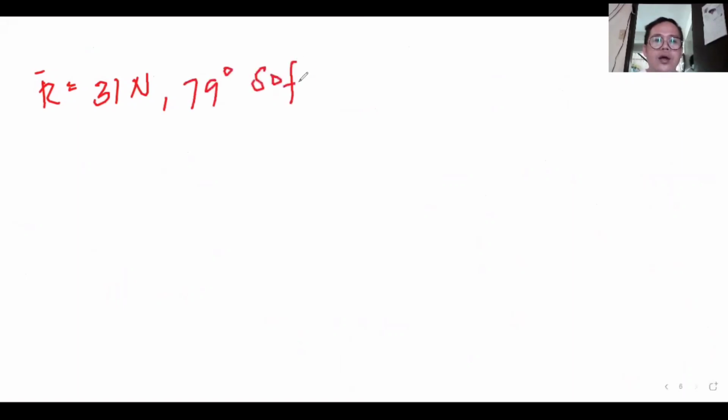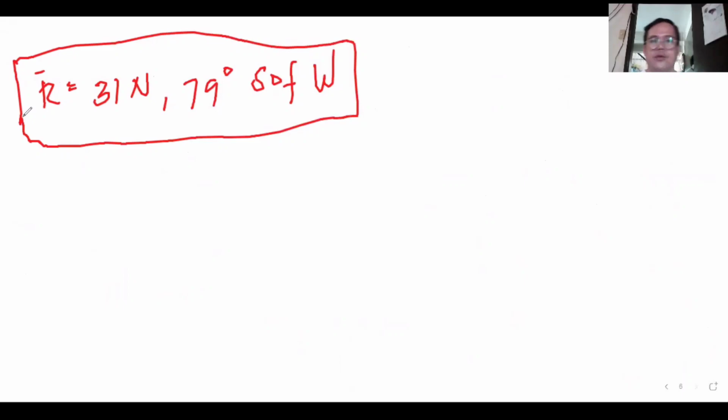So the resultant vector, therefore, is equal to 31 Newton, and that is 79 degrees south of west. So this is now your resultant vector.